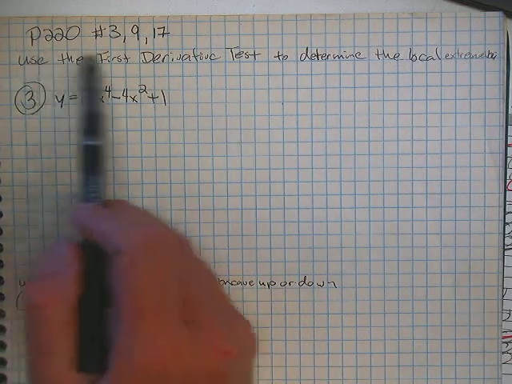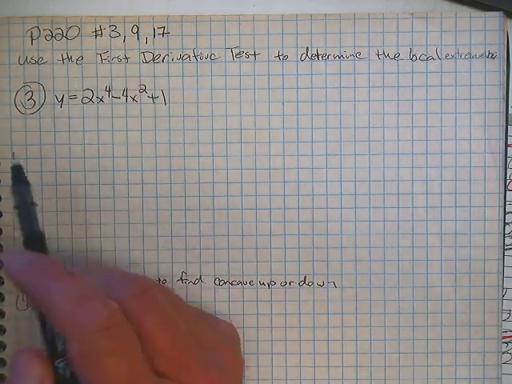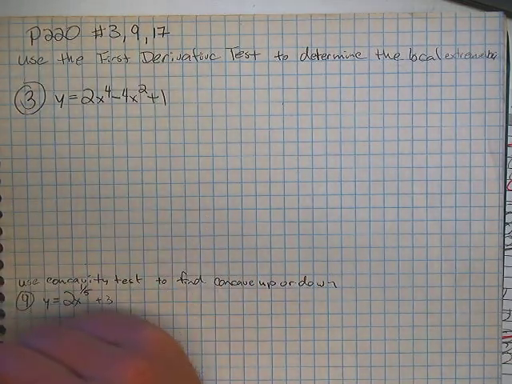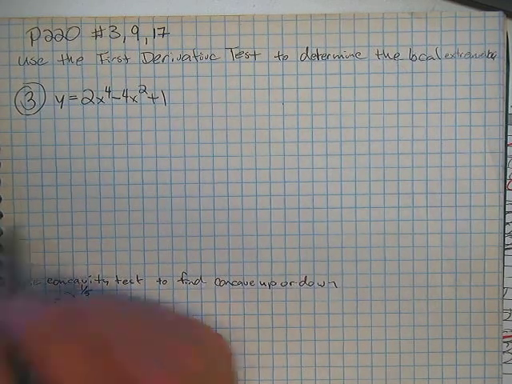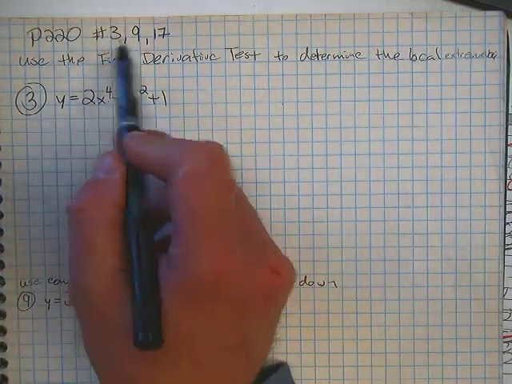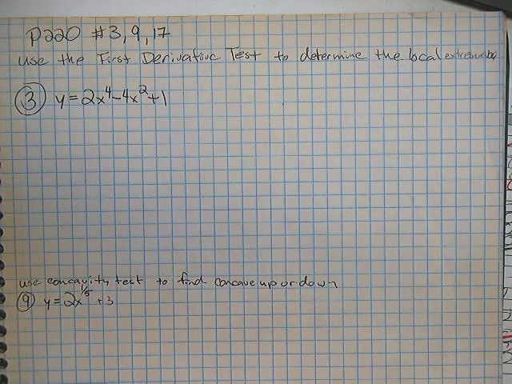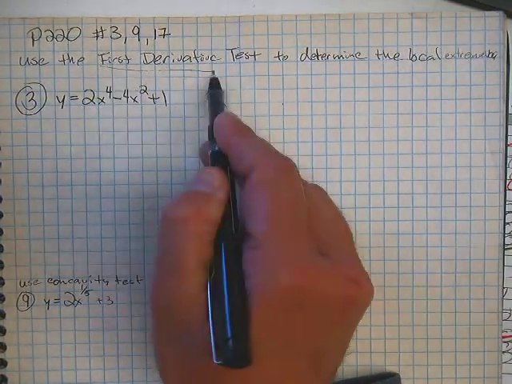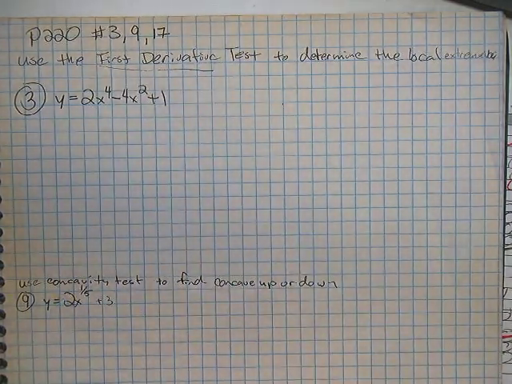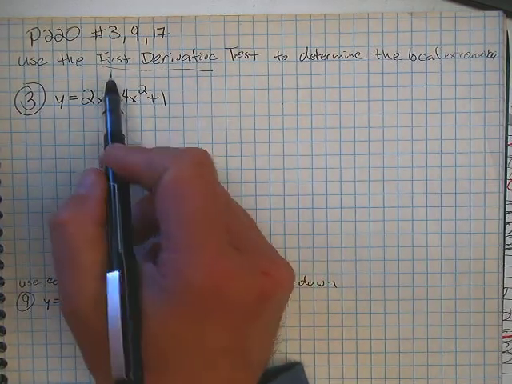We're going to do page 220, numbers 3, 9, and 17. This is in chapter 5.3. So we're going to do problems number 3, 9, and 17. I'll probably do another set, so look forward to later problems. But these are really, really important. You guys need to understand the first derivative test, the concavity test, and how to find points of inflection.